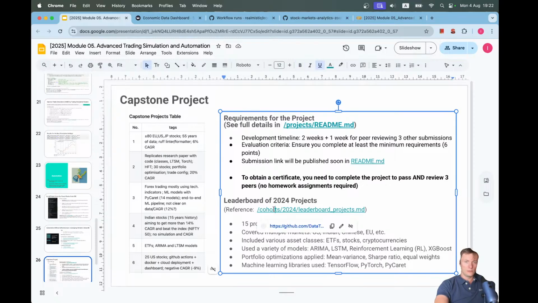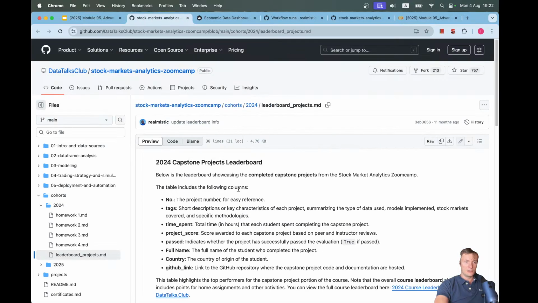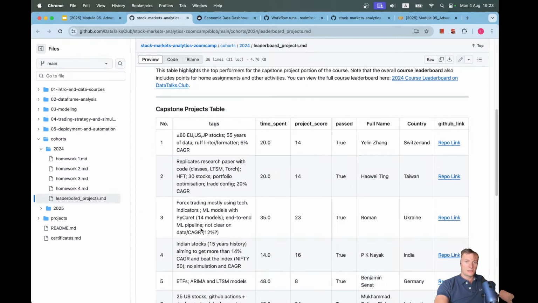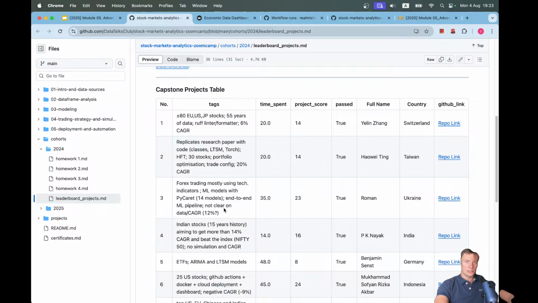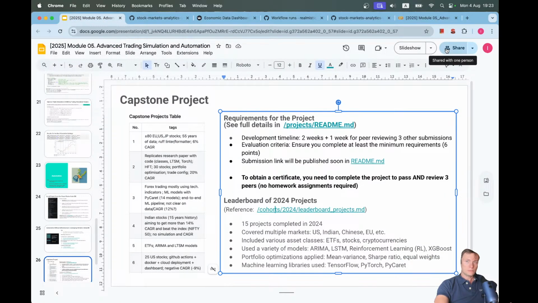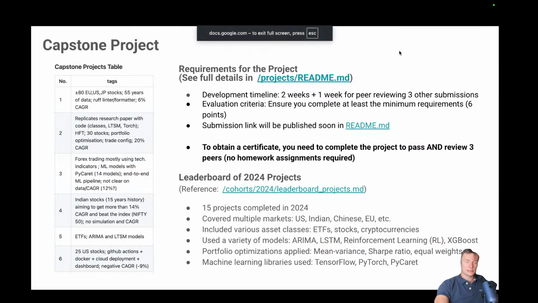If you open this link, you can see there is a cohort 2024 leaderboard of projects. I manually checked all the projects, and here are the links to the repositories, the time spent, whether they passed or not, and the project score. It's a lot of information. You need to have at least 6 points to make the project pass. Okay, let's discuss in more detail.